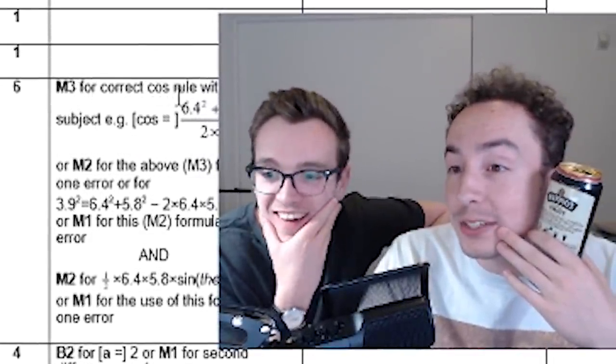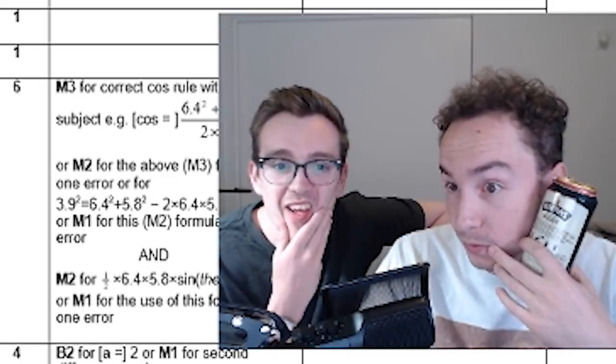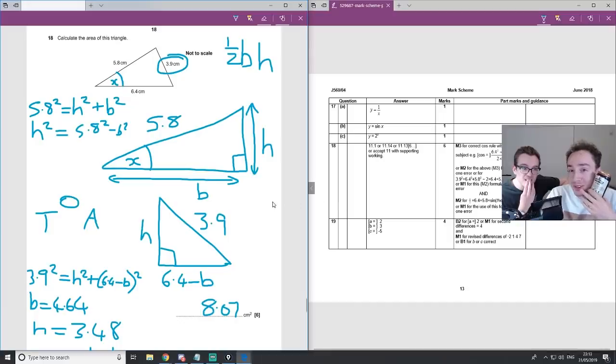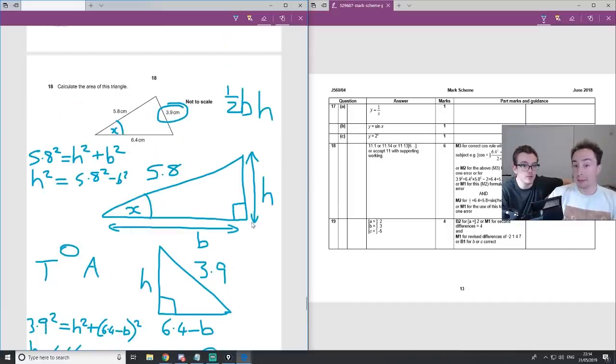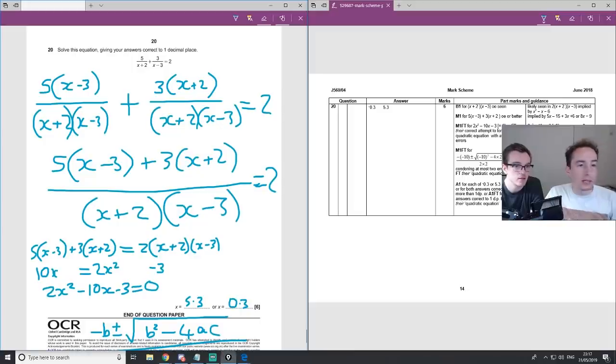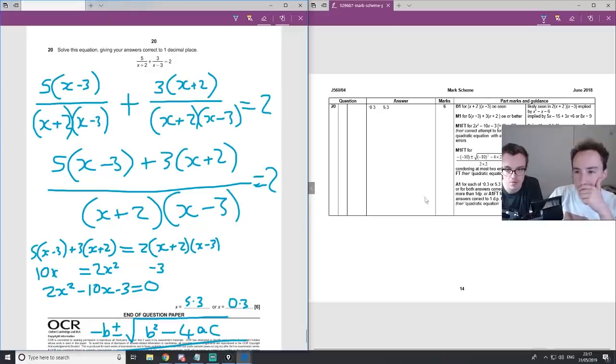Oh, no. M3 for correct cosine rule. We use TOA. Oh, no. That's B and H. No, we didn't. We did, dude. We found out what the area of that triangle was. All right, so overall, we dropped 11 marks. 11 marks. So find the grading.